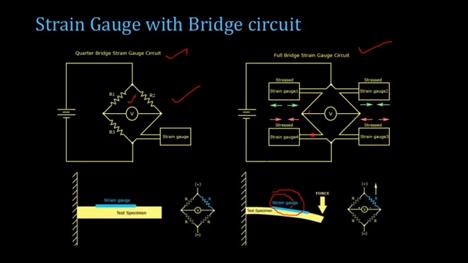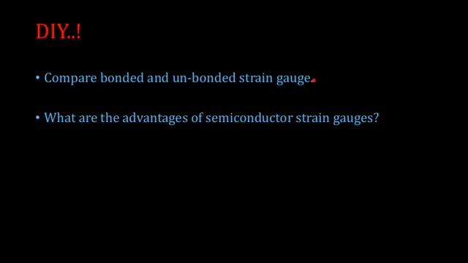So this can be connected, and once you lose the balance, that voltage will be generated, and that voltage is an indication of the stress that is applied to the strain gauge. So in that way you are able to measure strain with the help of bridge circuit, with the help of strain gauges. Now what you need to work out is, you need to compare bonded and unbonded strain gauge, which you can do yourself, and also need to find out the advantages of semiconductor strain gauges.